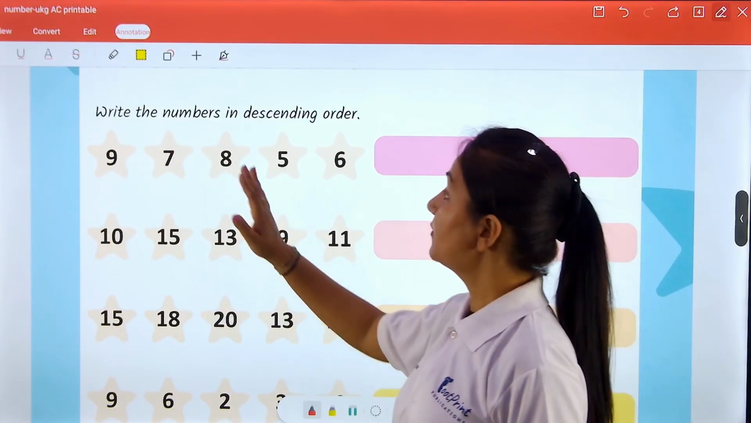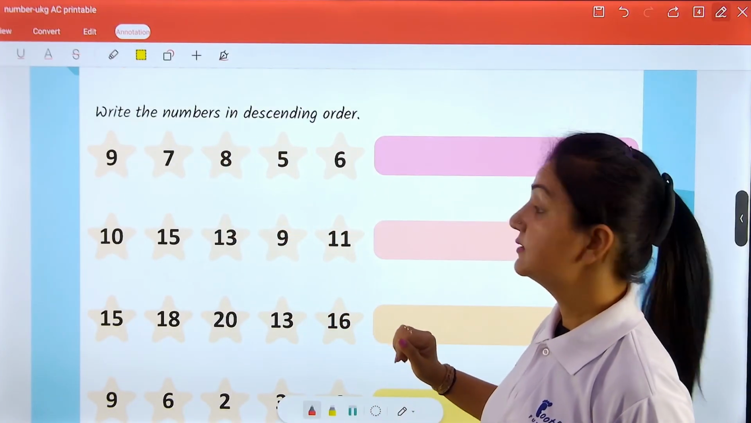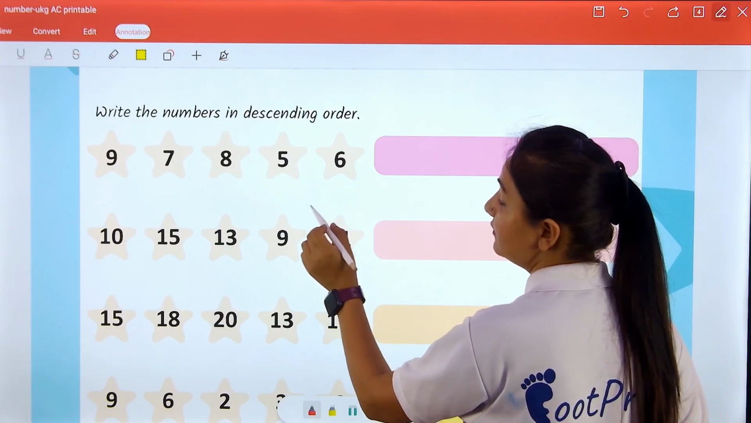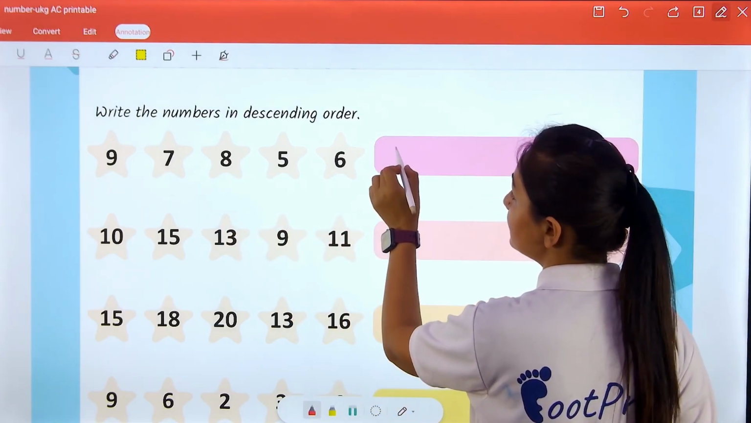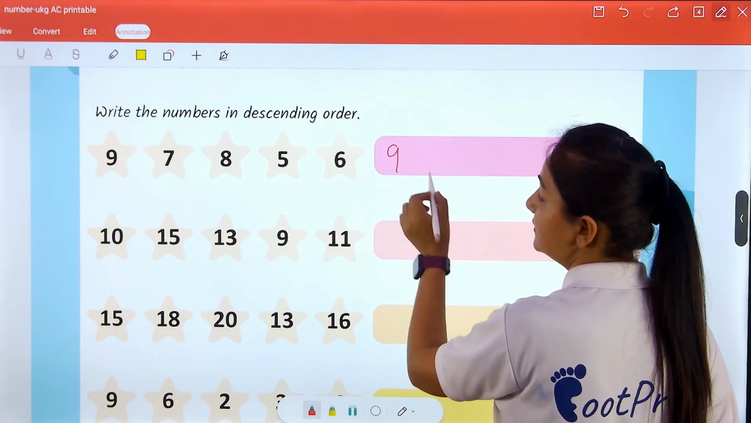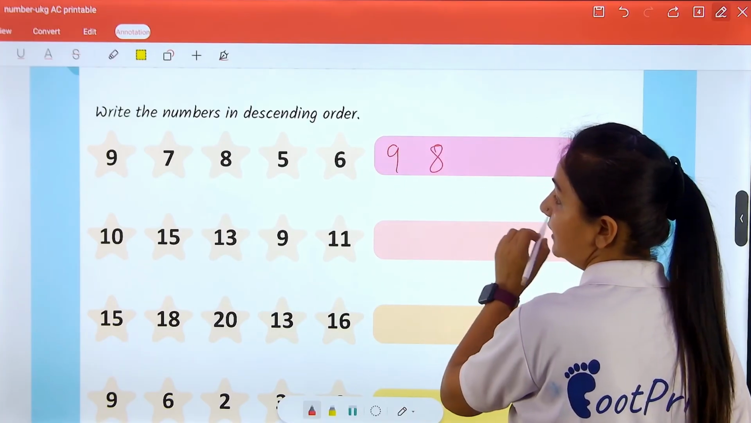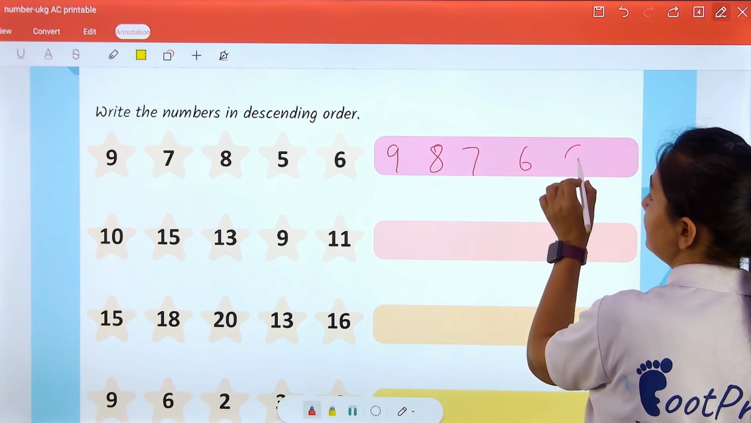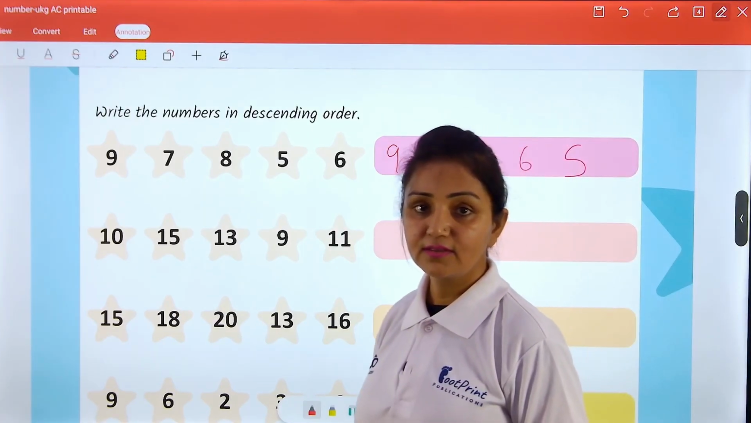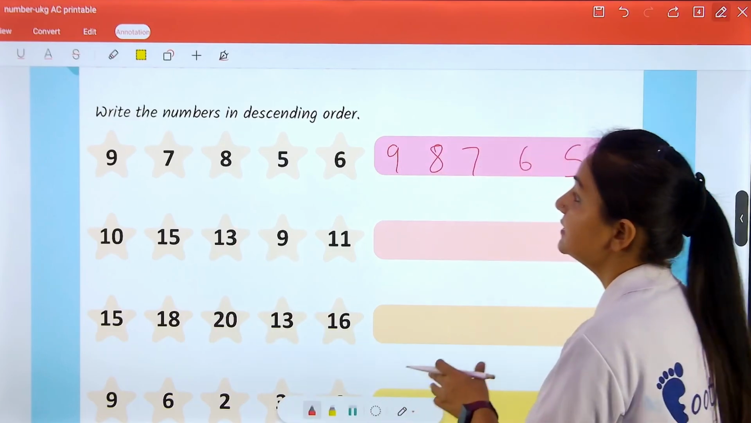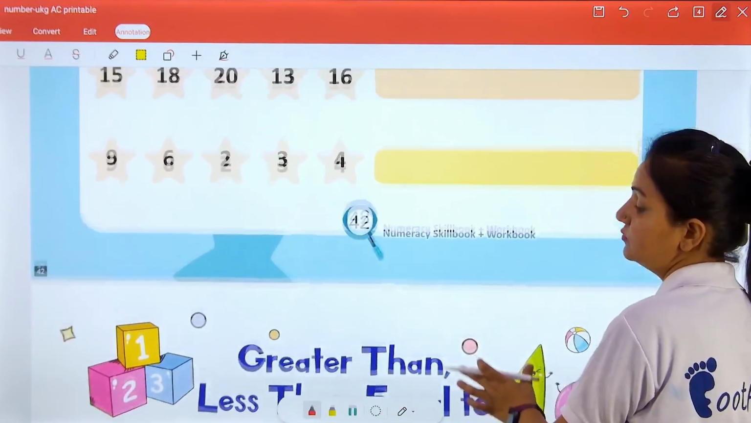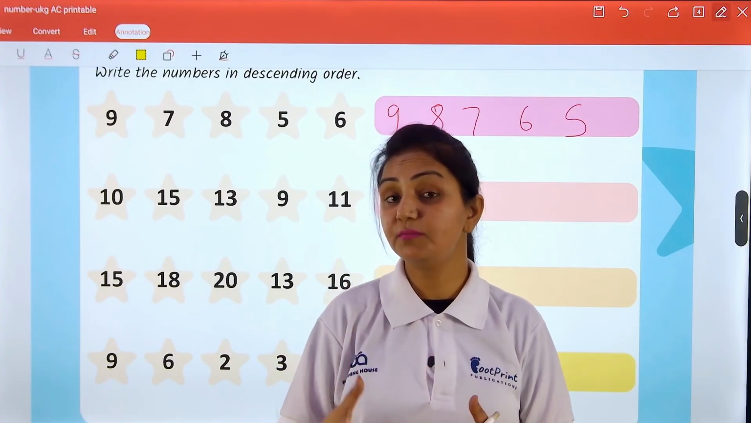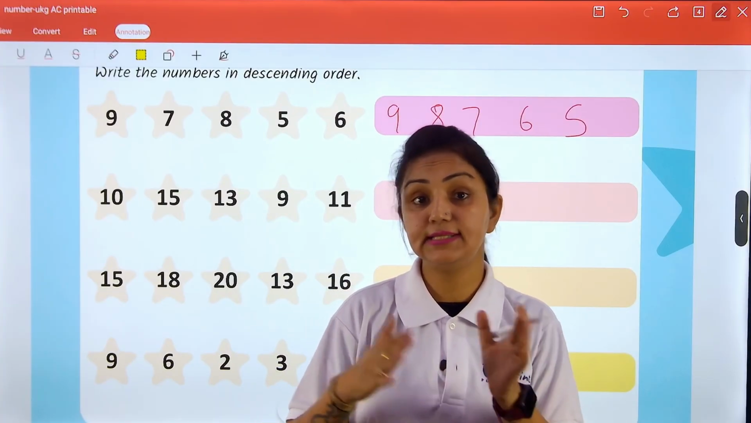Next is write the numbers in descending order. Now we have to write the given numbers in descending order. So for that we need to choose the biggest number first of all, that is 9 here. Then the smaller one 8, then 7, then 6, then 5. Okay? So this is our descending order, and you will do the practice of the given questions by yourself to make yourself perfect in the topic ascending and descending.